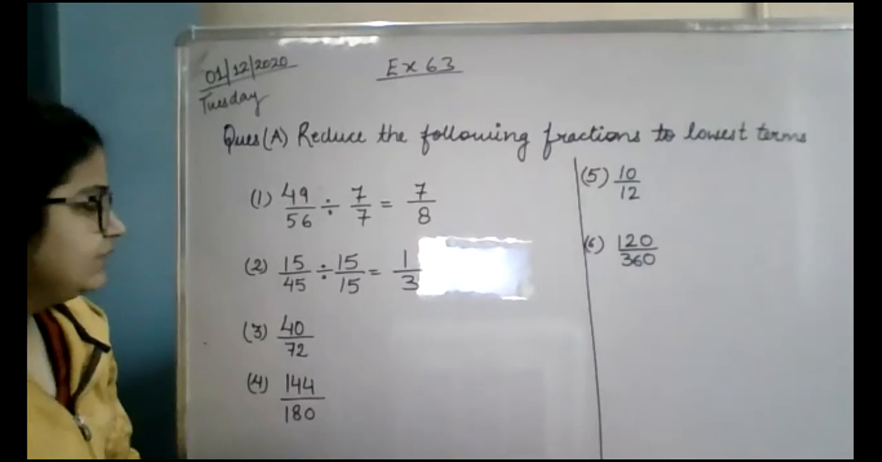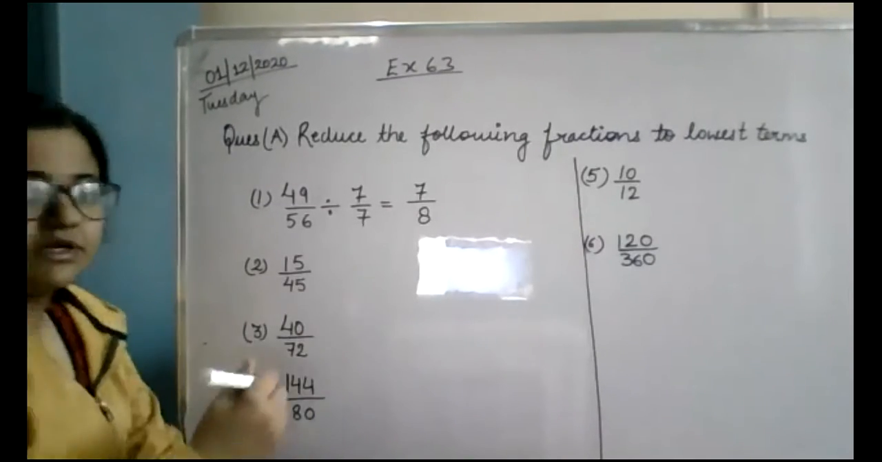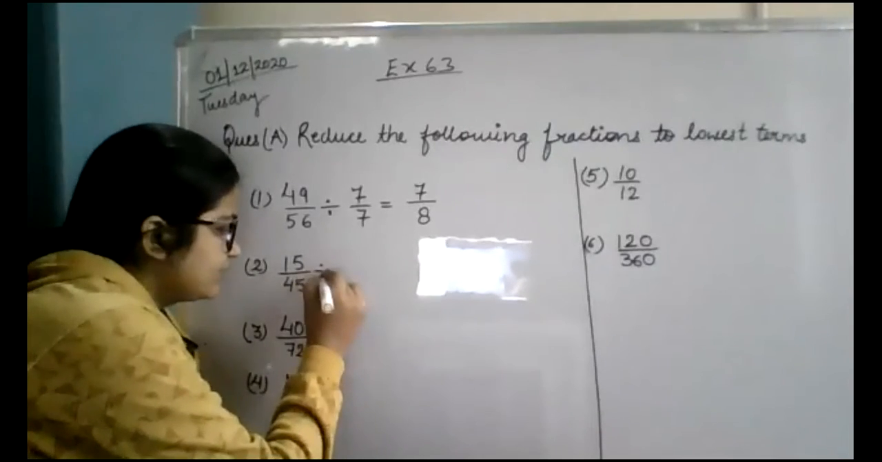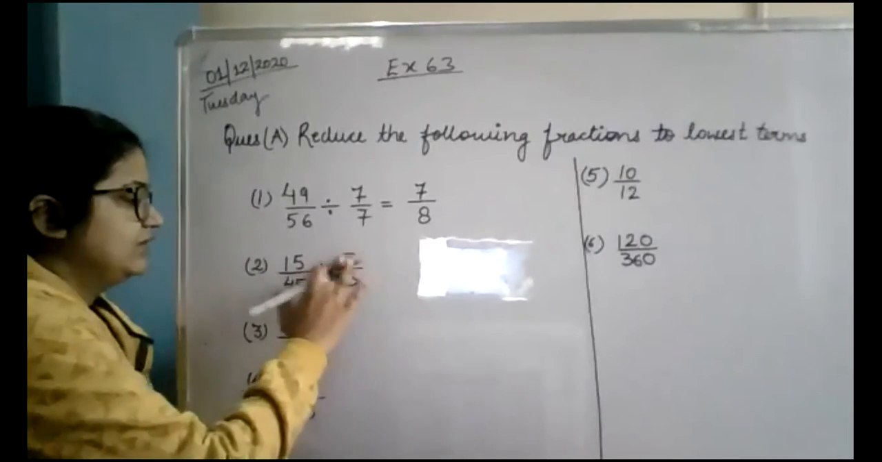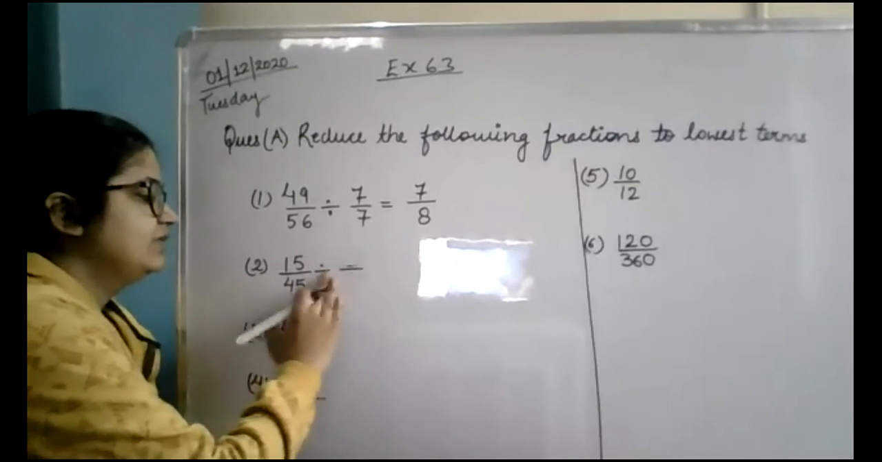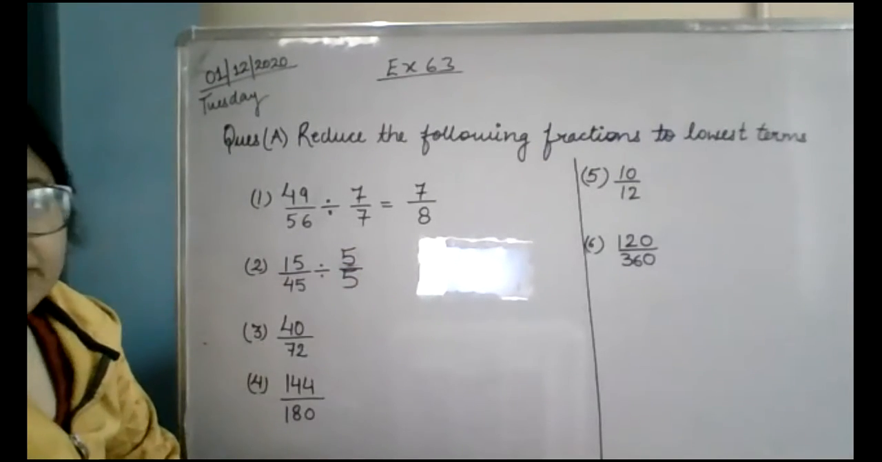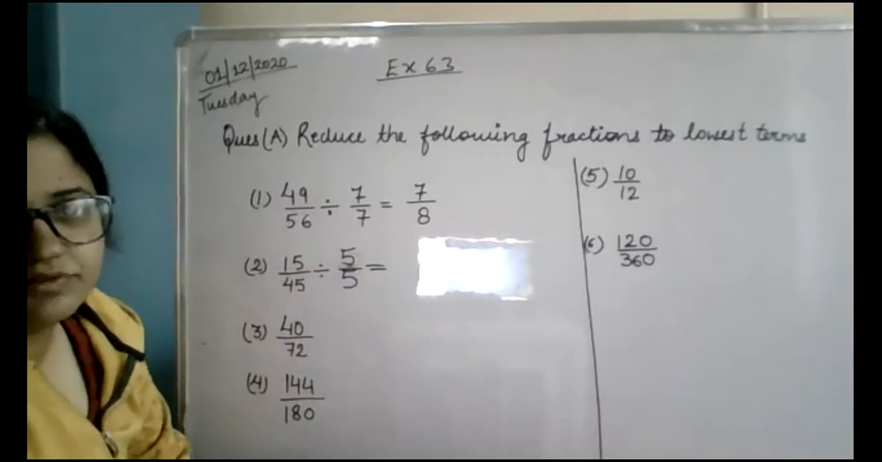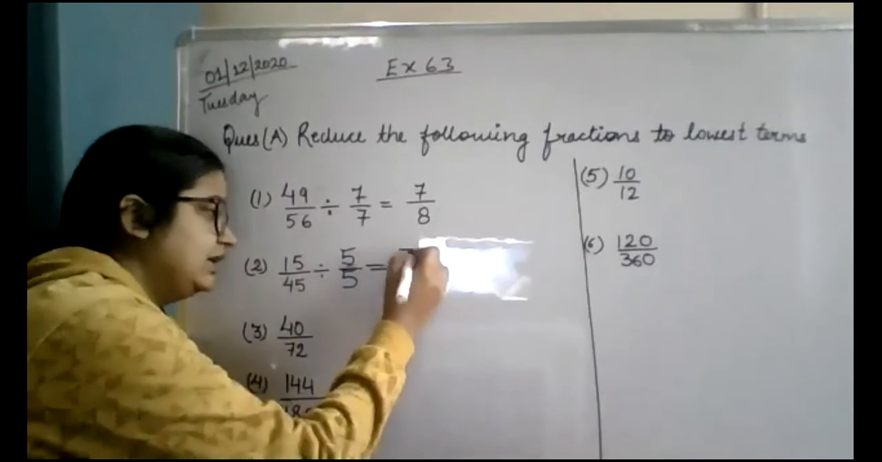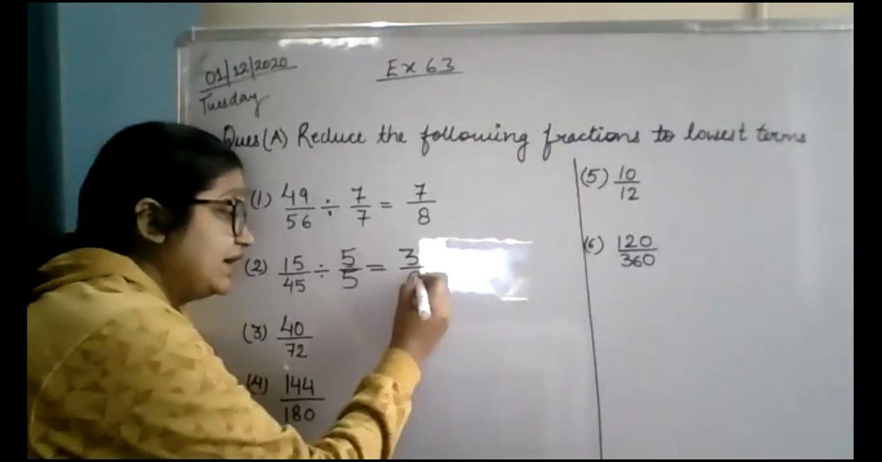Or you can do it in another way. You say both of them come in the table of 5. If they are coming in the table of 5, just divide both numerator and denominator by 5. 5 threes are 15, and 5 nines are 45. So 3 upon 9 is the answer.